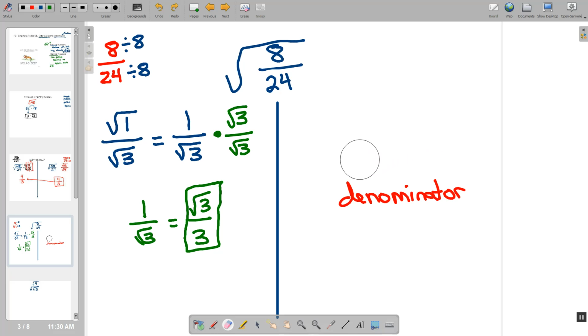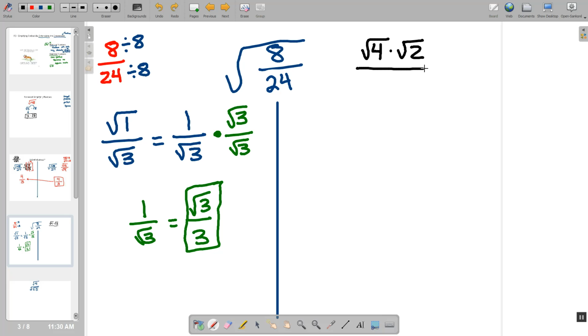But let's solve the same problem without simplifying the fraction right away and see if we still have to rationalize the denominator at the end. So 8 turns into the square root of 4 times the square root of 2. 24 turns into the square root of 4 times the square root of 6. Well, we can get rid of both of these because they're equal to 1, and so our answer ends up being the square root of 2 over the square root of 6.